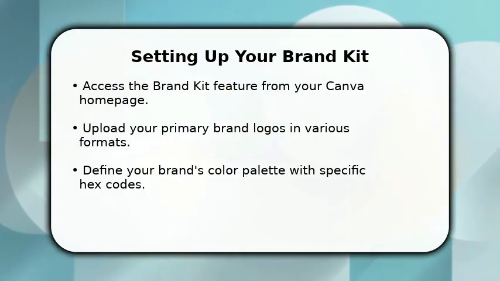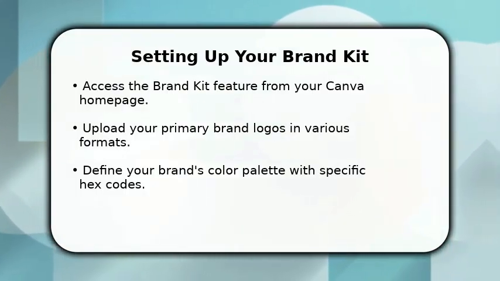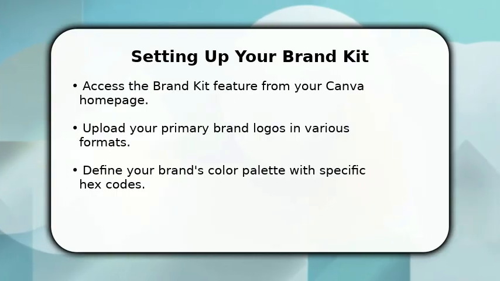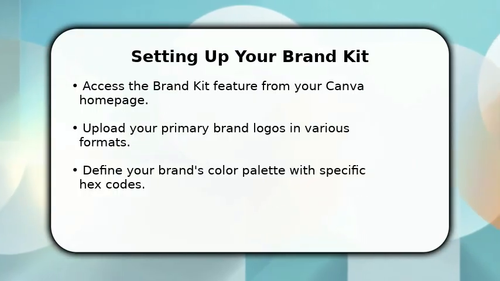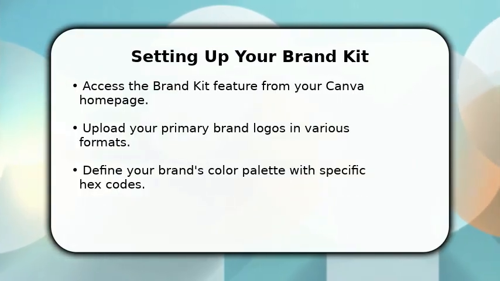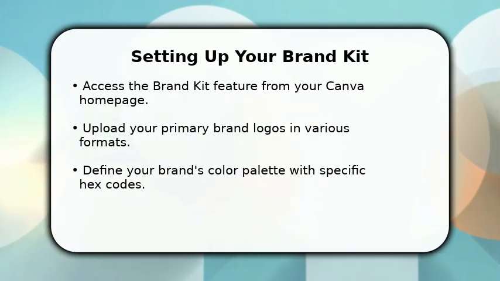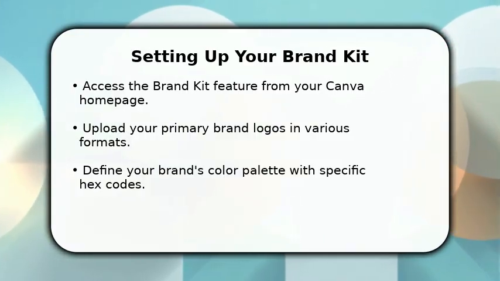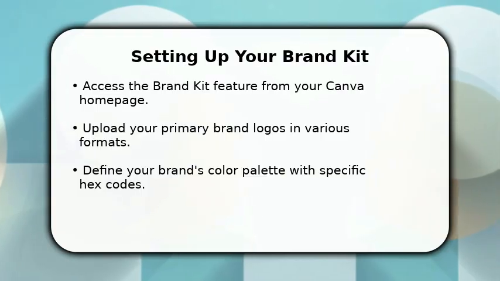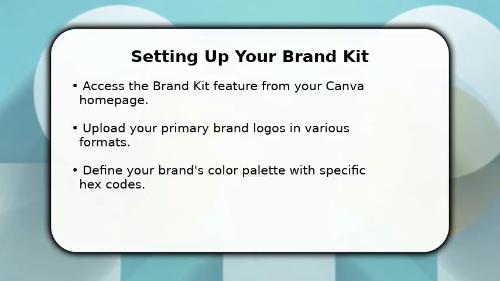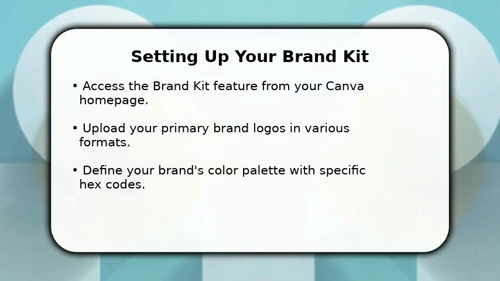First, navigate to the Brand Kit section, usually found on your home page sidebar. This is your central hub for all brand elements. You can upload multiple versions of your logo, ensuring versatility across different backgrounds and uses. Crucially, input your exact brand colors using their hex codes to maintain perfect consistency across all your designs. This foundational step is vital for a cohesive brand presence.